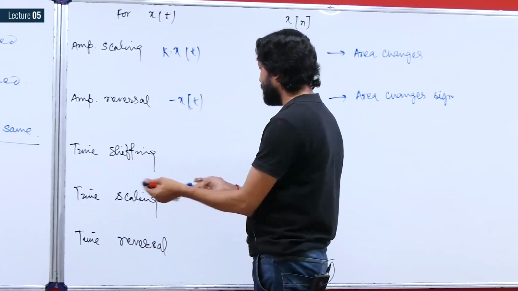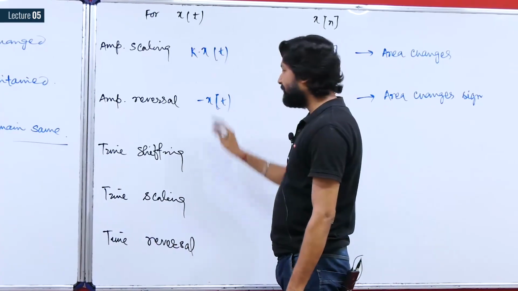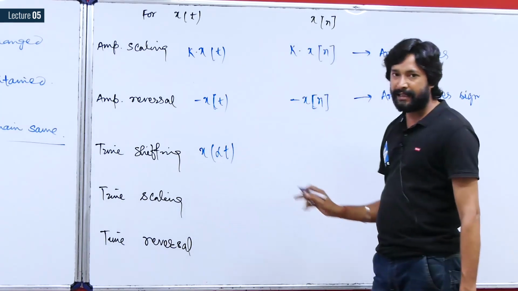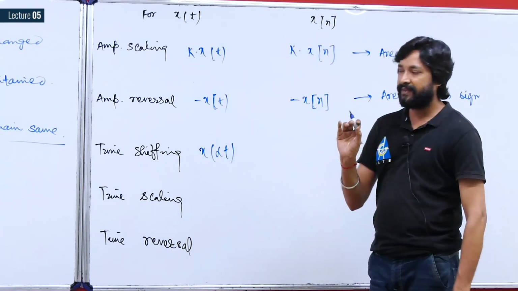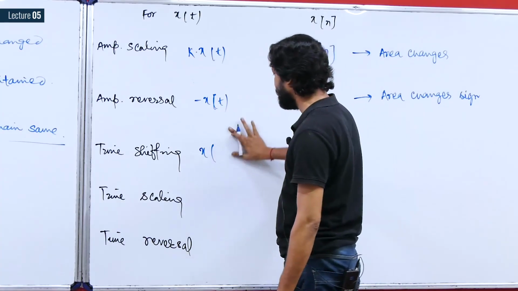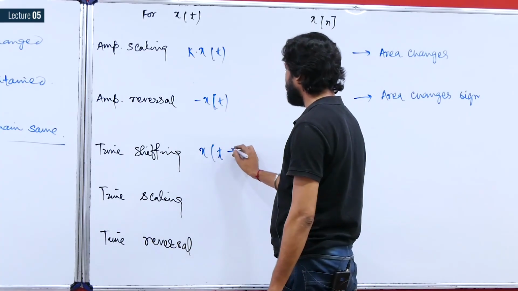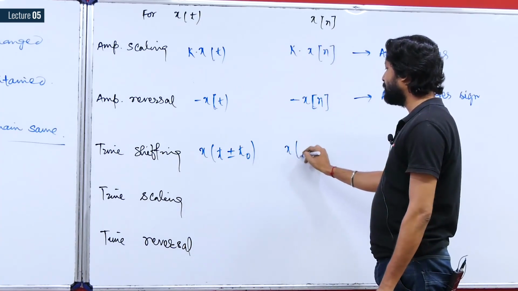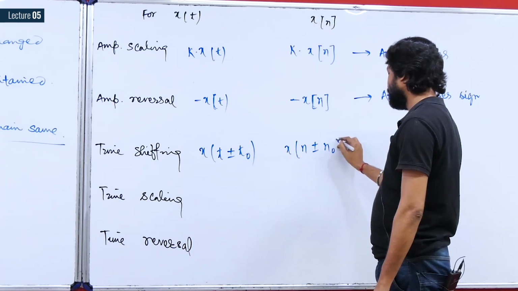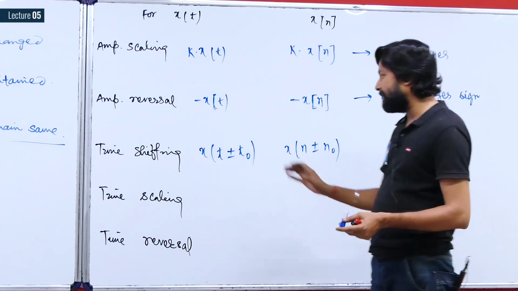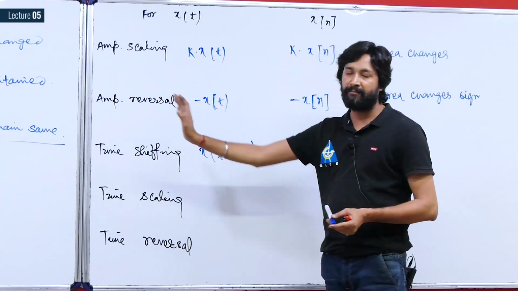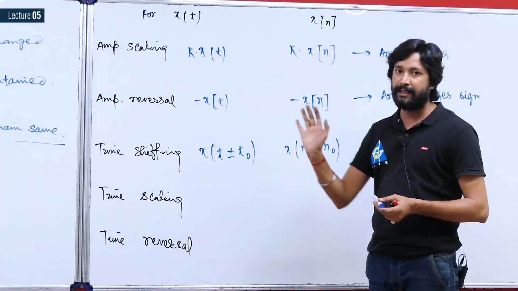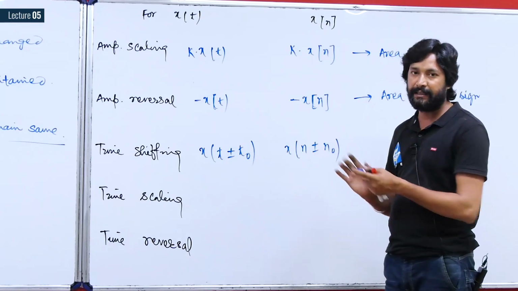In time shifting we have seen that x of t will be given to us, and we will have to find x of t plus or minus t naught, or in the discrete case x of n plus or minus n naught. In this case we just have to shift our signal x of t or x of n towards the left-hand side or right-hand side only. In case of advancement you shift the signal towards the left, in case of delay you shift the signal towards the right-hand side.